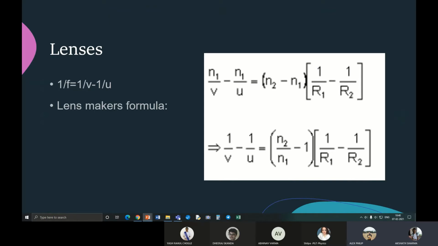So the formula of the lens is 1 by f is equal to 1 by v minus 1 by u, where again u is the distance between the object and the lens, and v is the distance between the image and the lens.